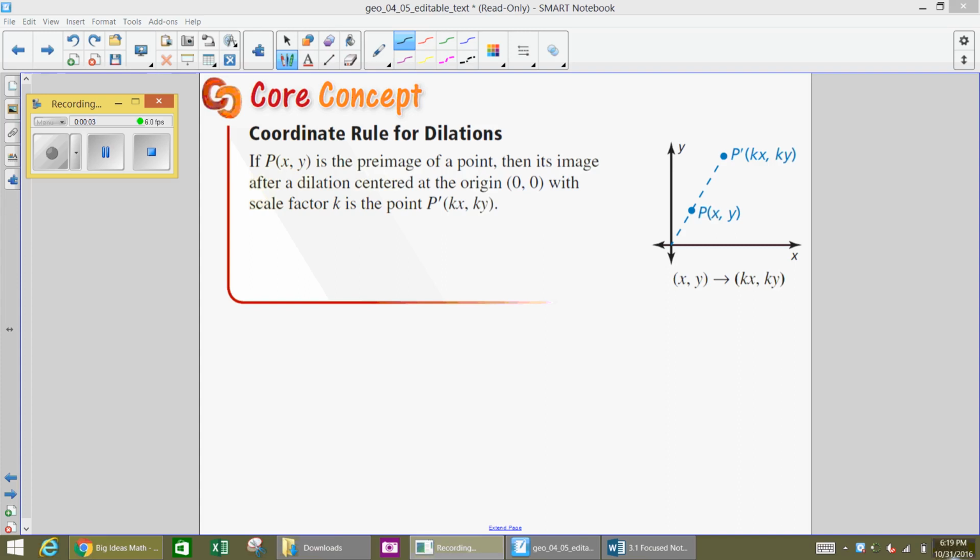This video will demonstrate dilating a figure in the coordinate plane. First, let's look at the coordinate rule for dilations.